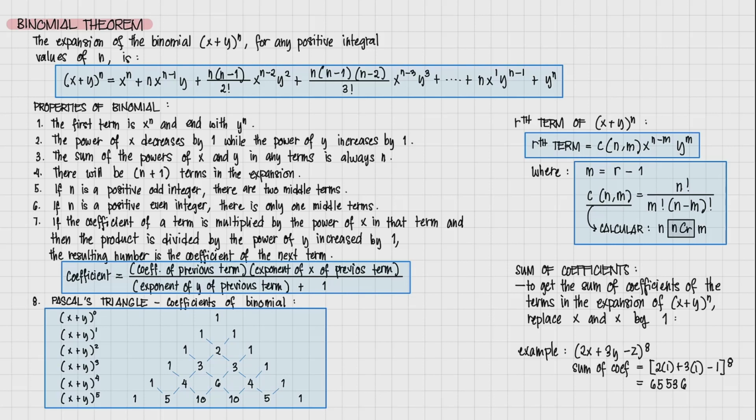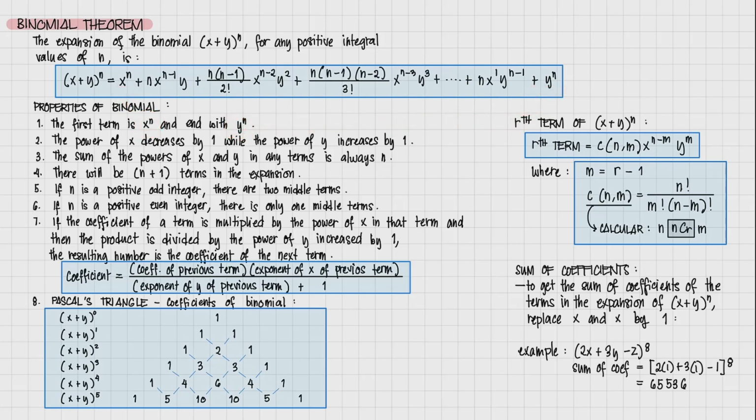So property number 1, the first term and the last term of the expansion will always be x raised to n and y raised to n respectively, as you can see right here. So you have your y raised to n there, and then you have your x raised to n here as your first and last terms.